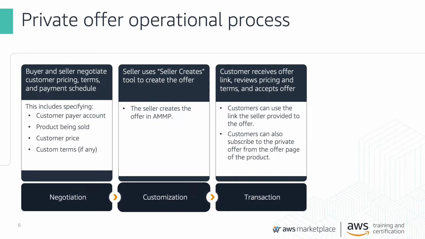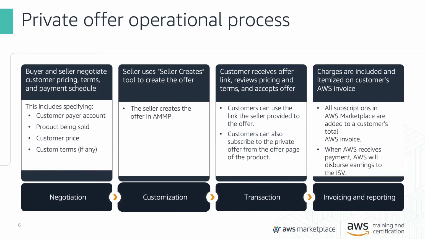Next is transaction. This is when a customer receives the offer link, reviews pricing and terms, and accepts the offer. With all private offers, customers log in to AWS Marketplace and navigate to the private offer by either using the link the seller provided, which takes the buyer directly to the private offer, or navigating to the product page, choosing Continue to Subscribe, and choosing the private offer from the list of available offers.